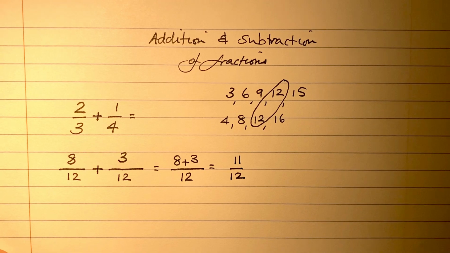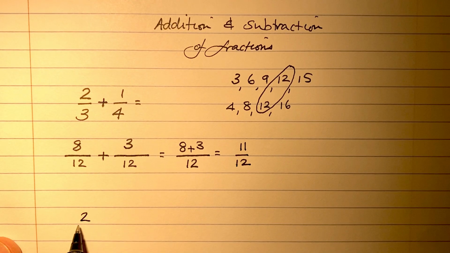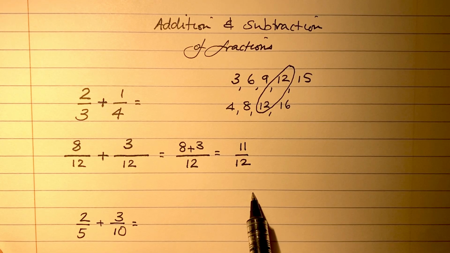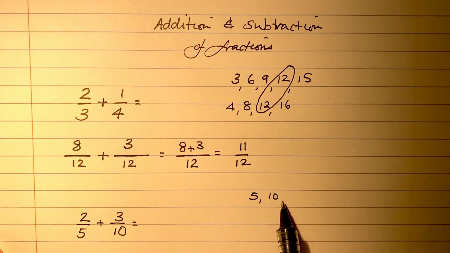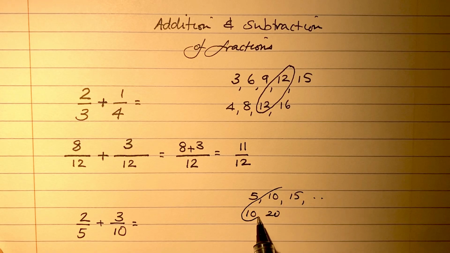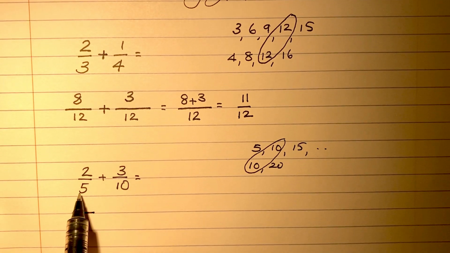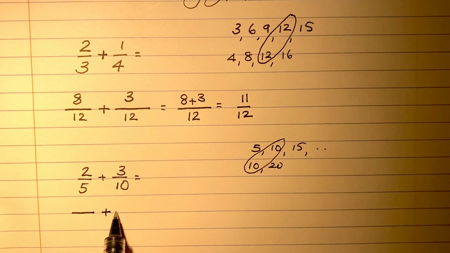Let's do another one. Say 2/5 and 3/10. Okay, smallest common denominator. Think of multiples of 5: 10, 15. Multiples of 10. You can see 10 is the best number to use. Writing both fractions with the denominator of 10.